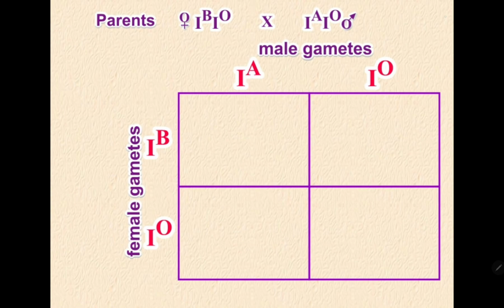As they are both heterozygous, that means they have one of each type of gene. The mother, who is group B, has the recessive O allele and the dominant B allele. The father has the dominant A allele and the recessive O allele. So try this cross and then continue the video on to see if you've done it correctly.